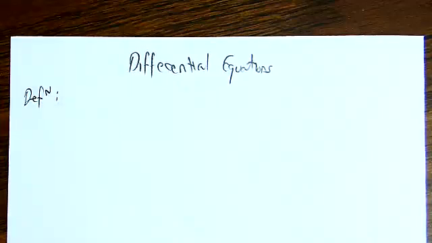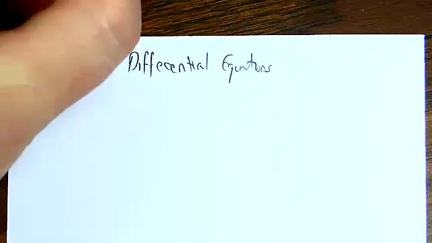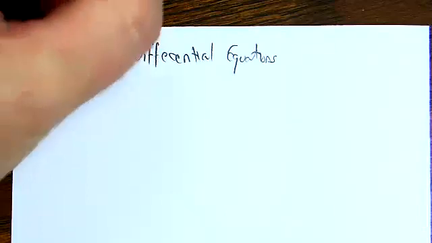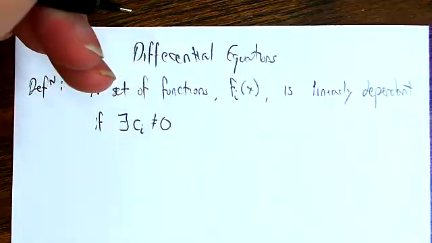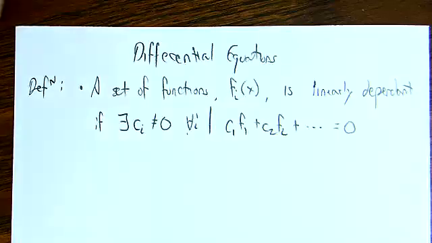So I'm going to define a couple terms. I'm going to start with a set of functions is linearly dependent if there exists some sequence of constants not equal to 0 such that C1 F1 plus C2 F2 plus all the way out is equal to 0.